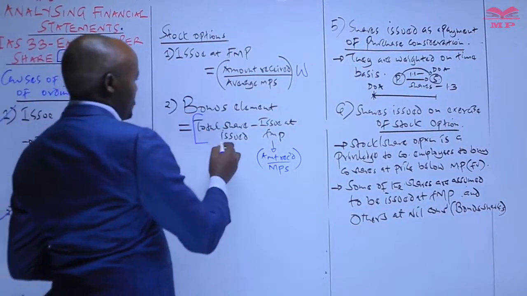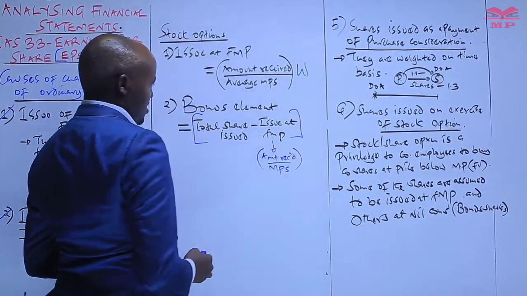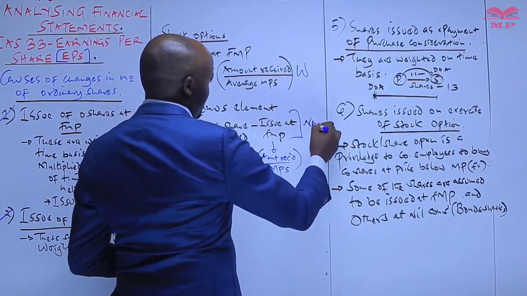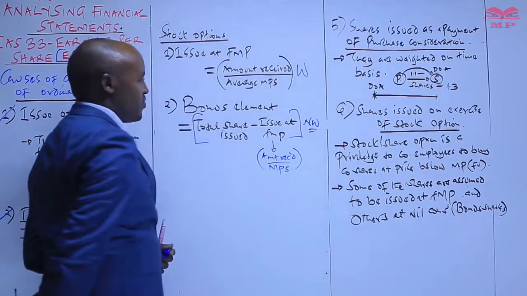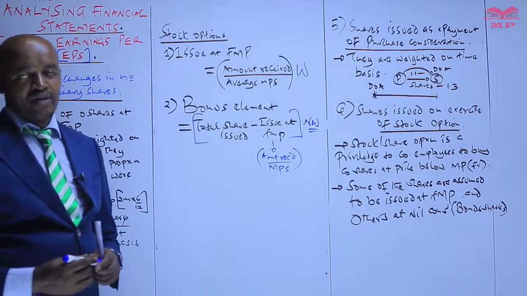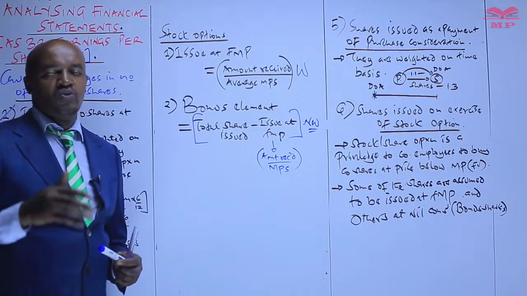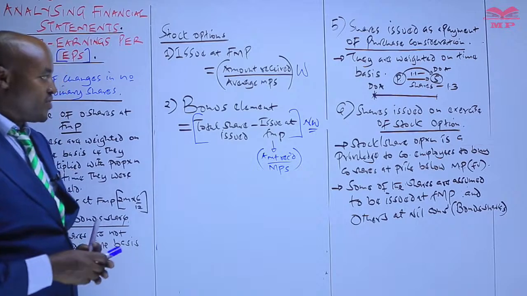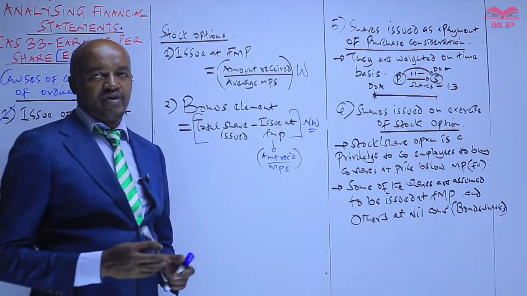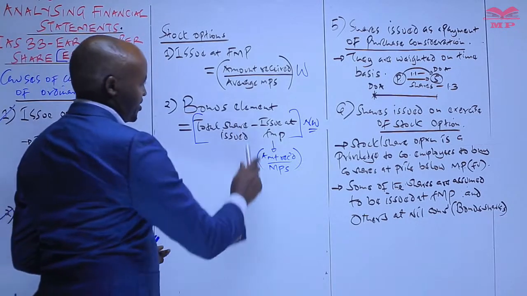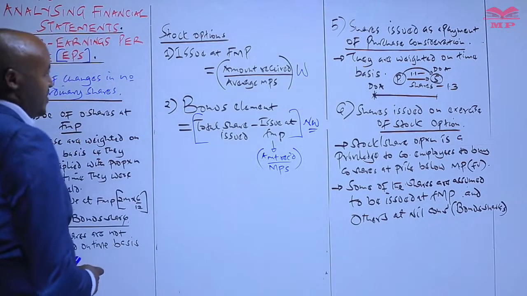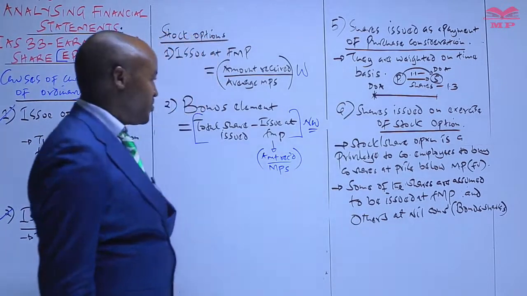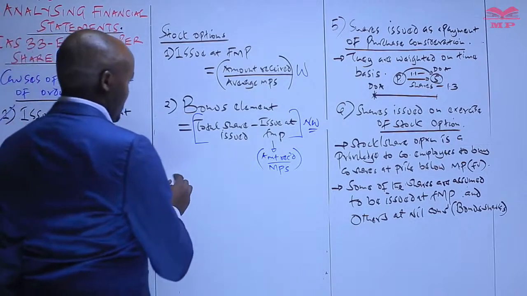And then this bonus element, because these are shares which are issued free of charge during the current financial year, we don't weigh them on a time basis. And number two, if you're given information about the previous financial year, you also have to restate the earnings per share of the previous year using this bonus element. That's how we deal with the stock option specifically when computing the weighted average number of ordinary shares.